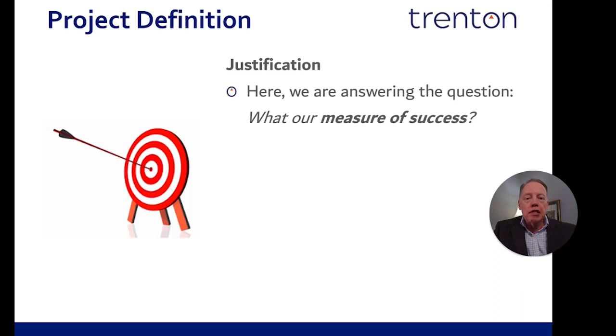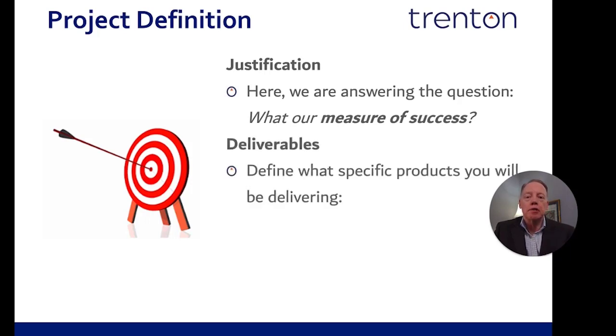So in the justification section, we're going to answer the question, how are we going to measure our success? So if this is a project that's going to create more money at the bottom line, maybe a new product, maybe a reduction in expenses, maybe a software implementation, there may be some financial justification. Could be in the form of productivity, could be in the form of customer satisfaction. So whatever your justification, explain that here and then how you're going to measure it.